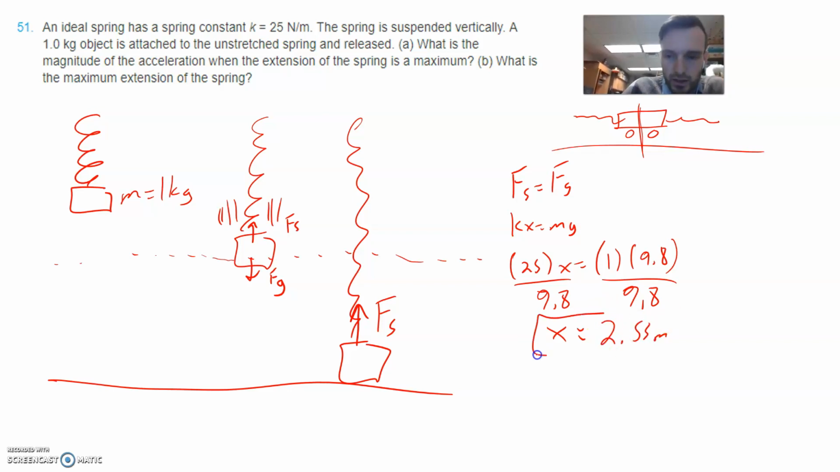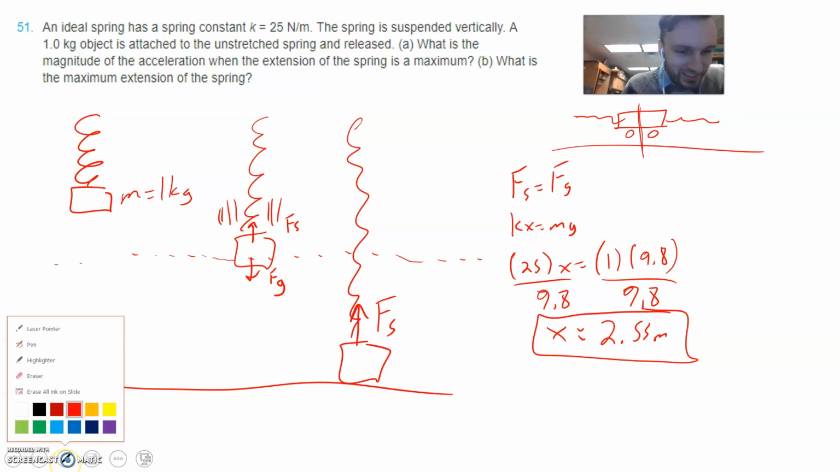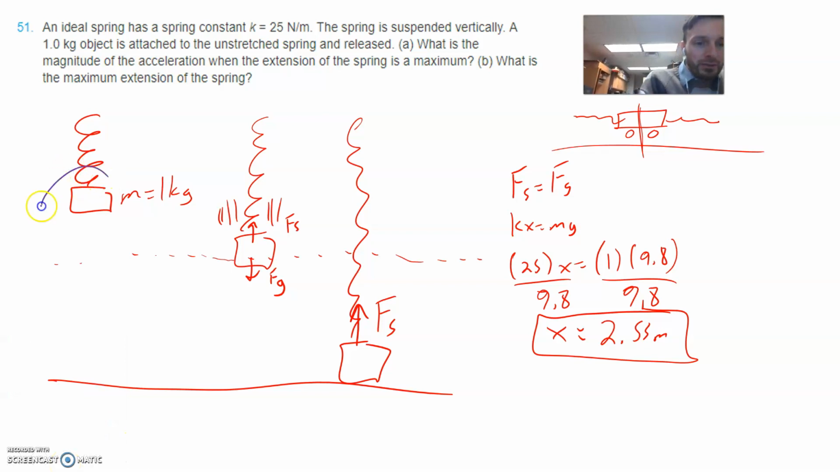2.55 meters. What is that number telling us? That means from this point where the spring is not stretched at all to the equilibrium position, in that drop, or in that changing of the system, the displacement to get there is 2.55 meters.